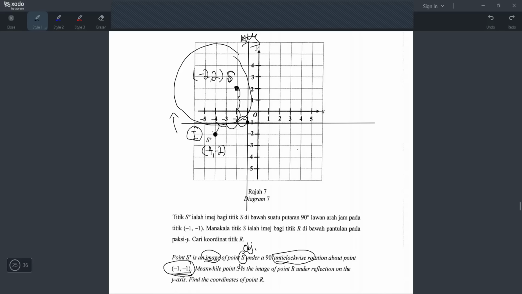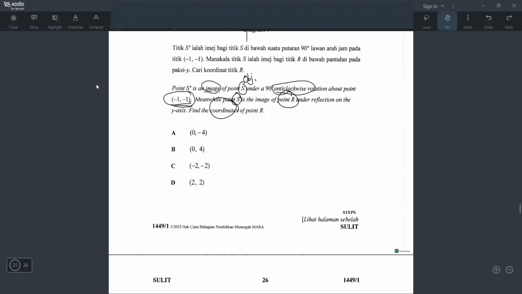Okay, this is not the answer yet, because they still mention S is the image of R. So S is the image of another point, point R, under reflection in the y-axis. Find the coordinates of R. So point R reflected in the y-axis will give you this. So this is the y-axis, right? Imagine which point reflected in the y-axis will give you point S. Let's count how many boxes from here to the y-axis. One. So reflecting in the y-axis, it will be one, two as well. So this must be my point R. And if you reflect point R in the y-axis, you would really get point S, right? So the answer is point R, which is 2, 2. They ask you to find the coordinates. I think the answer is 2, 2. Let's go to options A, B, C, D and see whether I have 2, 2 as my answer. So yeah, the answer is D. 2, 2 is the answer.